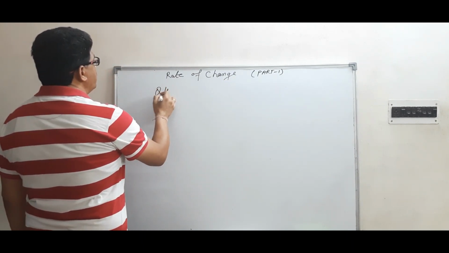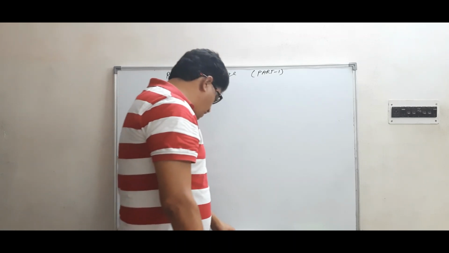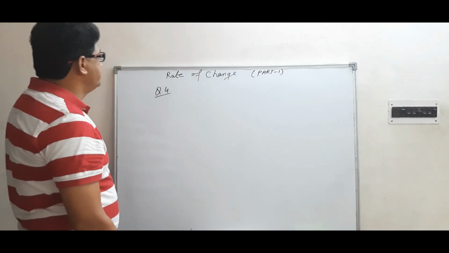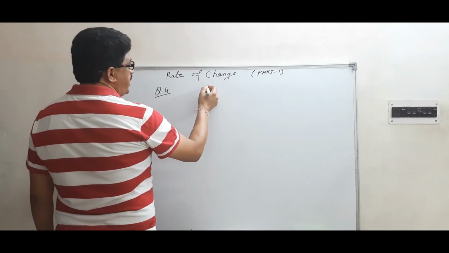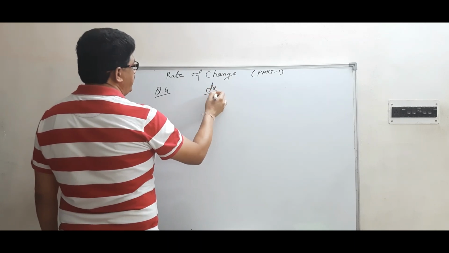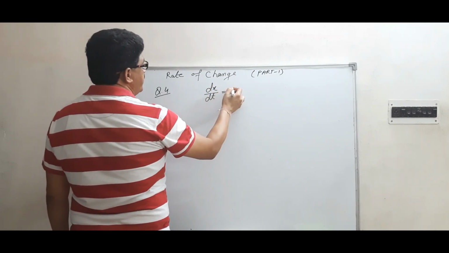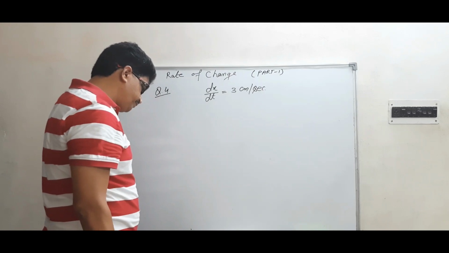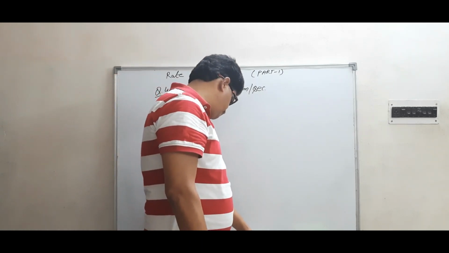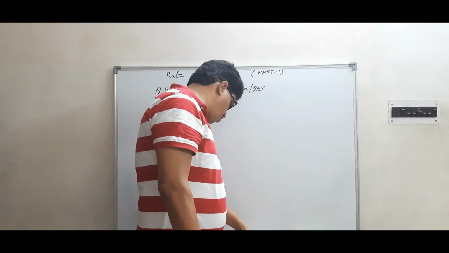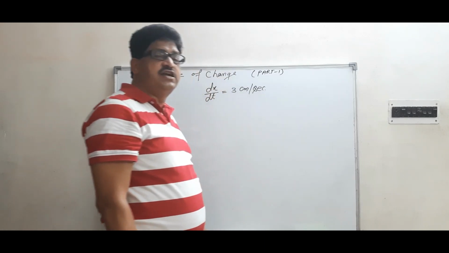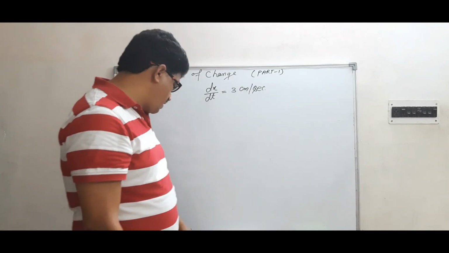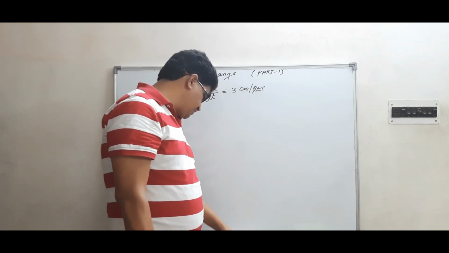Question number 4. The edge of a variable cube is increasing at the rate of 3 centimeter per second. So dx upon dt is 3 centimeter per second. How fast is the volume of the cube increasing when the edge is 10 centimeter long? We have to find out the change in volume.